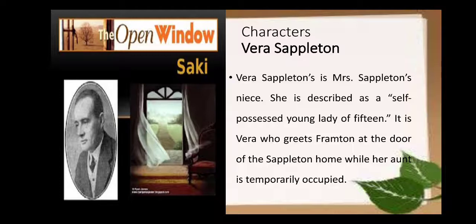And then we also notice that the conversation between Vera and Framton, which actually makes up most of the first half of the story, also shows the contrast between these two characters. Whereas Framton is nervous, uncomfortable, self-conscious, on the other hand, we see this young girl Vera. She's bold, she's cunning, she's confident, she's creative, and she's quick. She's quick in framing and plotting and planning.